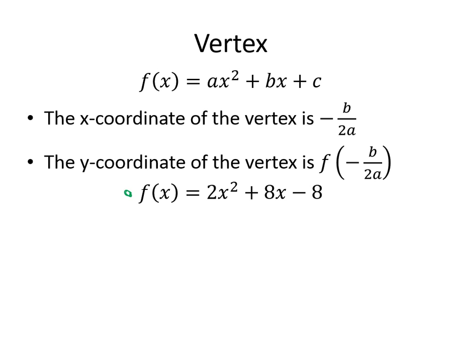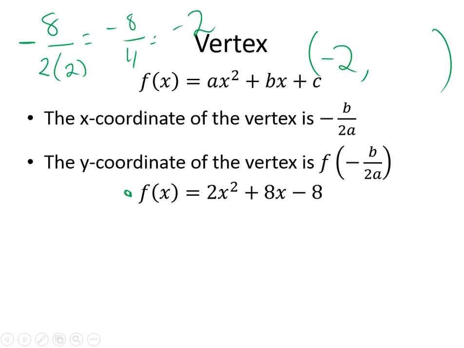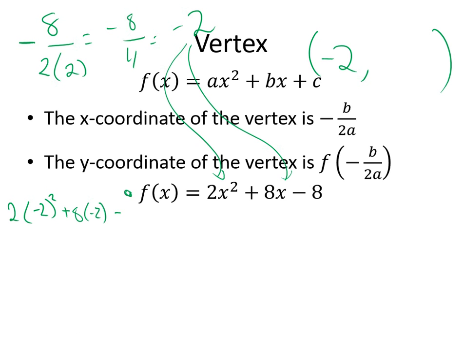If we want to find our vertex, we're going to take negative the b value, 8, and divide it by 2 times the a value, which is 2. That gets us negative 8 over 4, which is negative 2. So that means in our answer, we're going to have negative 2 comma something. Now we've got to find what that something is, what the y value is. I'm going to take this negative 2 and plug it in to the x values. So I have 2 times negative 2 squared plus 8 times negative 2 minus 8.